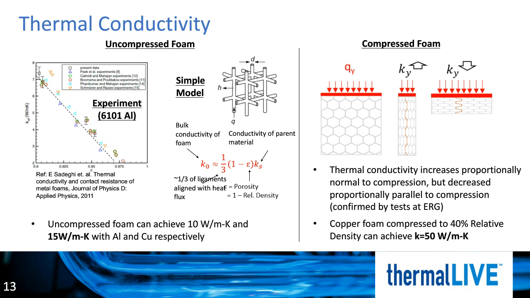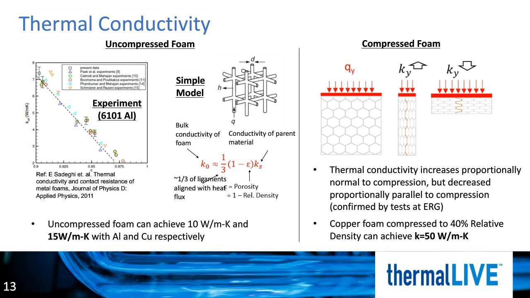The plot on the left shows experimental data for aluminum foam as a function of porosity. It turns out that you can fit a surprisingly simple yet intuitive model to this data. If you consider that foam is a 3-dimensional structure of interconnected ligaments, and that on average 1/3 of those ligaments are aligned with the heat flux direction, it is perhaps not all that surprising that the effective thermal conductivity of foam equals 1/3 times the metal volume fraction, frequently written as 1 minus porosity, as in the equation here, times the thermal conductivity of the base alloy.